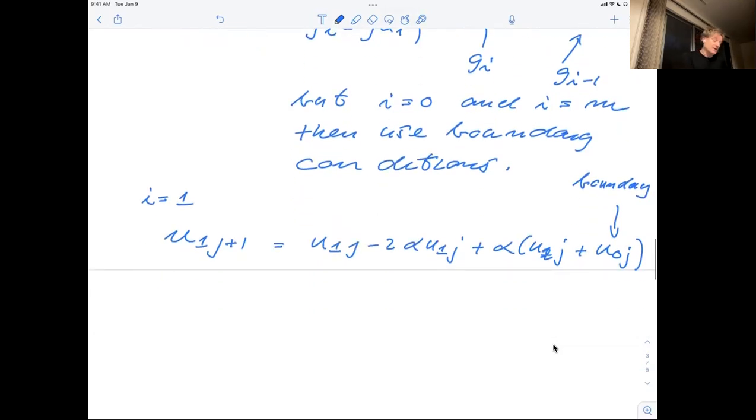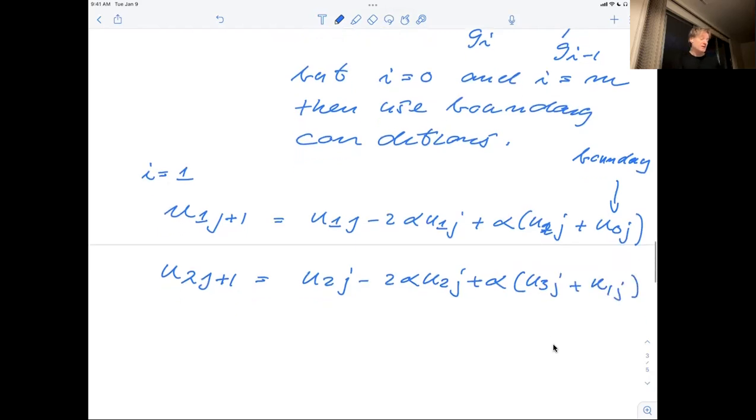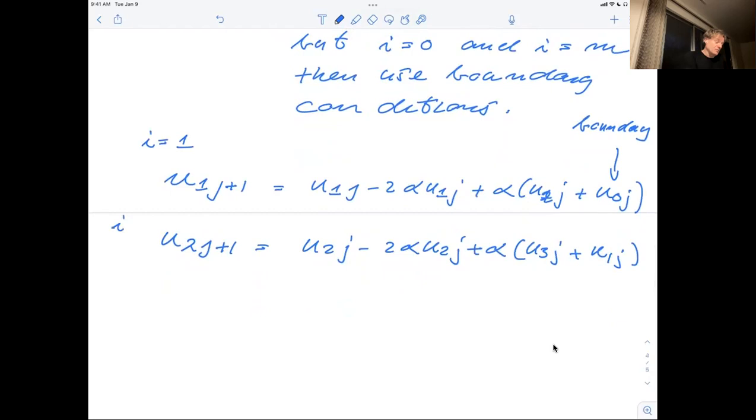Then I can go to the next value. So I get a u of 2 of j plus 1. That is going to be given by u of 2 of j minus 2 times alpha u of 2 of j plus alpha, and now I have u of 3 of j plus u of 1 of j. And you can see the pattern here. So I would put i equal to 2 here. You will then continue till i is equal to n minus 1.